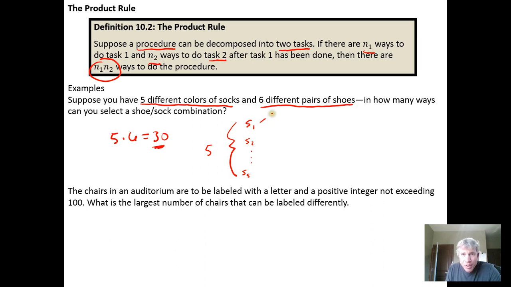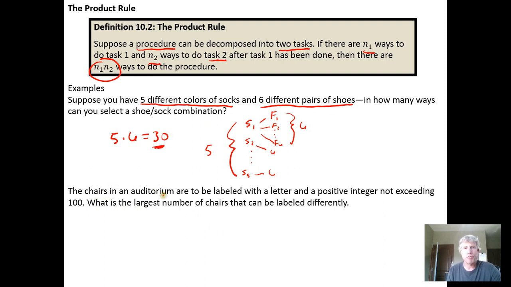So foot covering. You have foot covering 1, foot covering 2, and sock 1 can be paired with either of those, all the way through, there's 6 possible foot coverings that are types of shoes. And there's going to be 6 of these, and these 6 are going to pair up with each of our 5 sock choices. So you wind up with 5 times 6, which is 30 possible ways of combining these things.